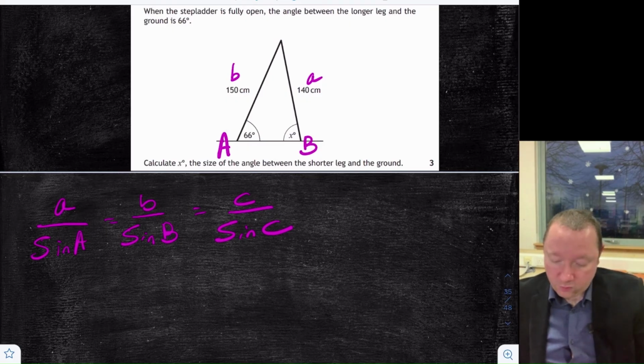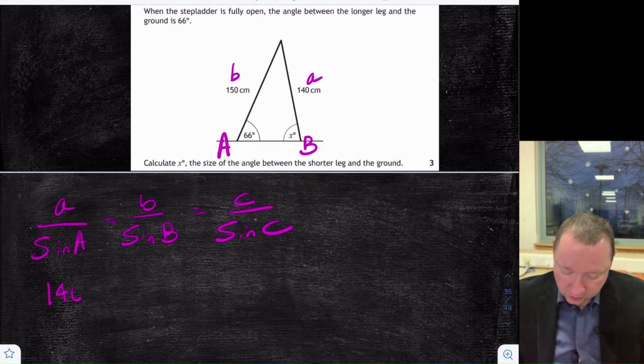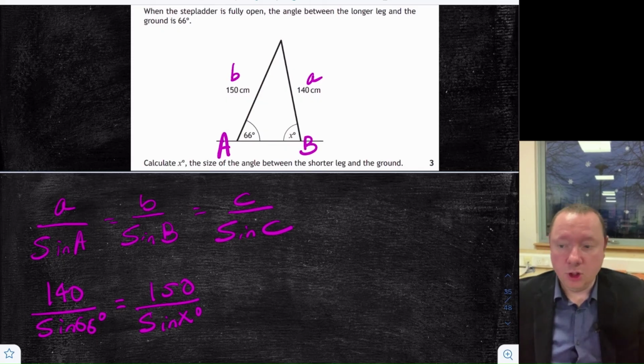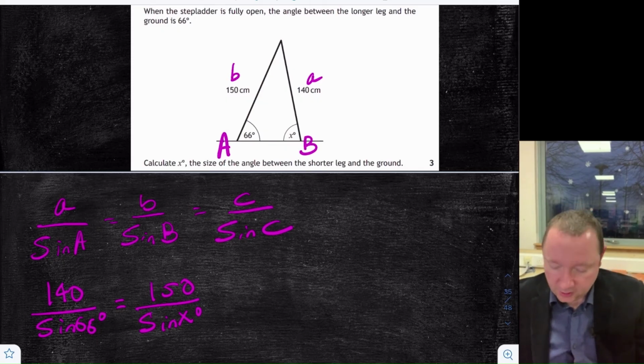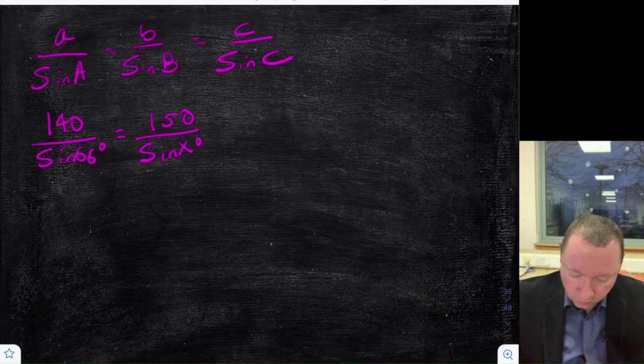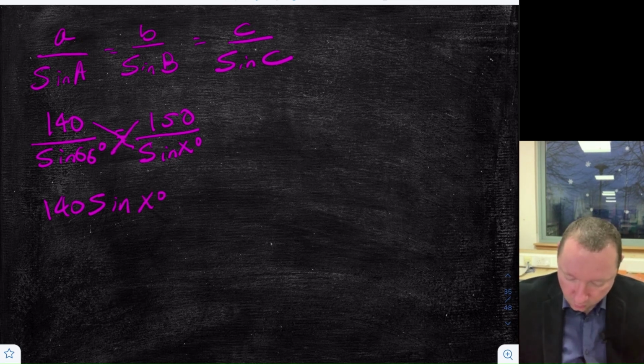So I've got A over sine A, 140 over sine 66, equals B over sine B, 150 over sine X. And you will get a mark for that substitution. You can now rearrange that to make sine X the subject. So I always think of it as a cross. This times this, 140 sine X, equals this times this, 150 sine 66.